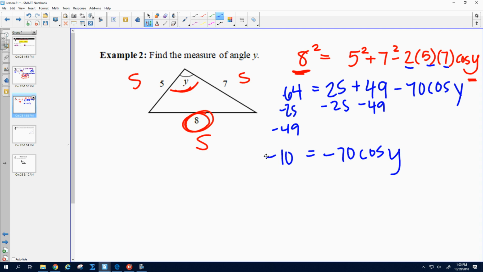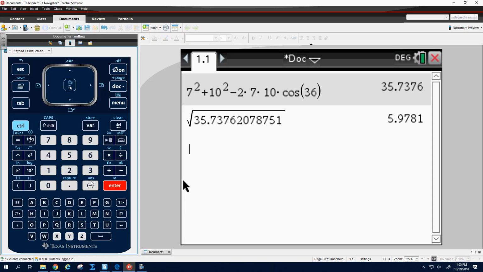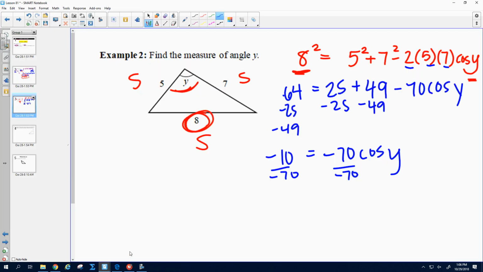We still have not fully isolated the trig function because I have to divide by negative 70. On your calculator, you could do negative 10 divided by negative 70 and get a lovely decimal answer for that, 0.143, equals cosine y. So in order to isolate this cosine, we need to do the inverse cosine of both sides, and that will give me the answer for my angle.